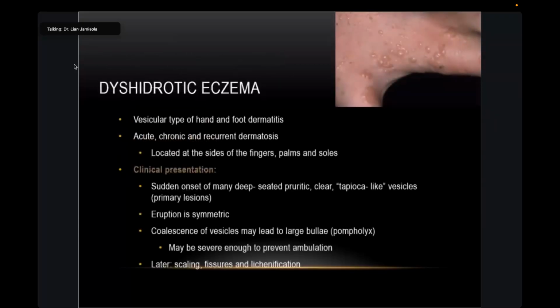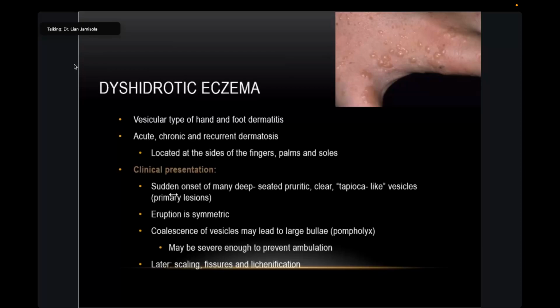So this presents as vesicular type of hand and foot dermatitis. So the primary lesions here are vesicles. These are actually deep-seated, tapioca-like. It's characterized in the book as tapioca-like vesicles. Okay, so it can be acute, but they are also chronic and recurrent, and usually located at the sides of the fingers, their palms, and soles. It's very itchy. Okay, and so these are deep-seated, pruritic, clear, tapioca-like vesicles. Those are your primary lesions.